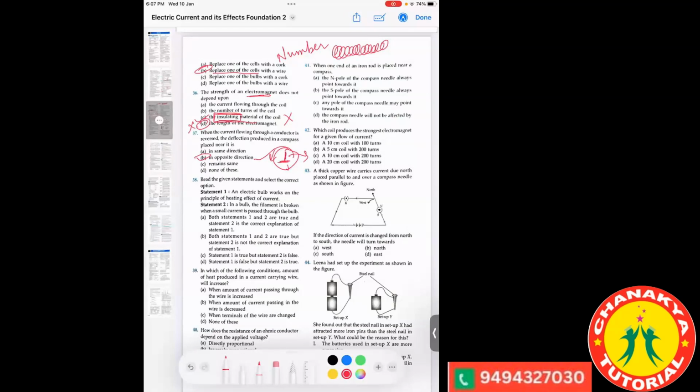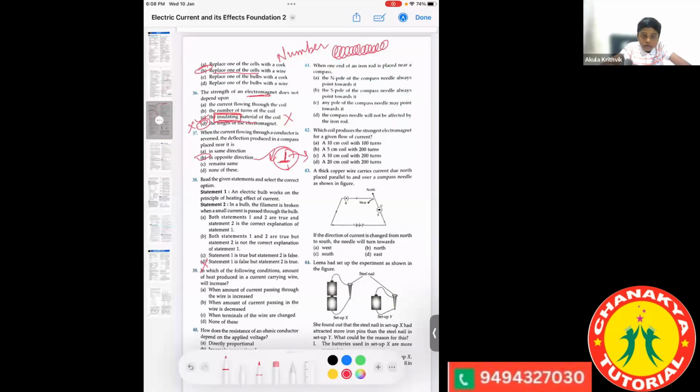Question number 38, Yashwant. Read the given statements and select the correct option. Ma'am, for me, I think it's D, ma'am. No. Yes, Anubhav, Kritvik, and Varshit, any other answer do you have? Ma'am, it's C. Yeah, correct.